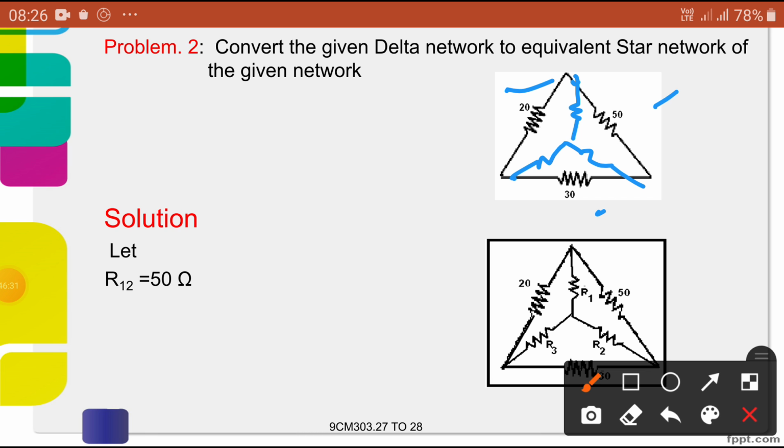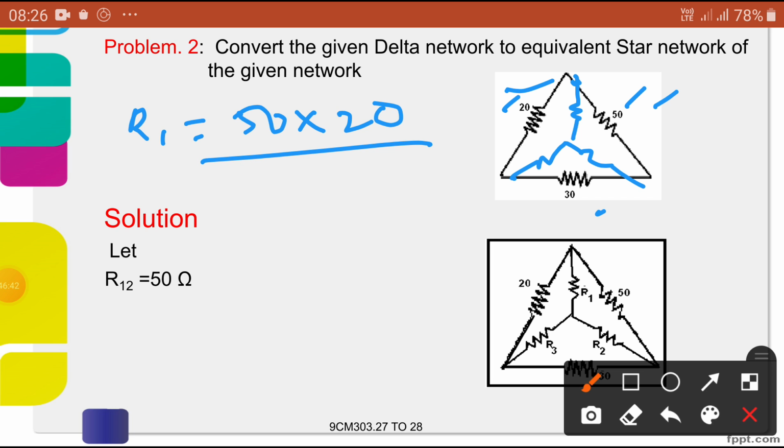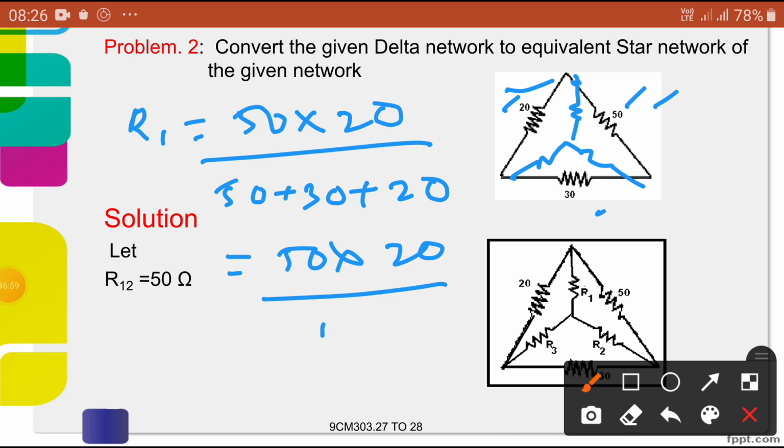Then what is the value required? R1 is equal to simply this into this: 50 into 20, divided by the sum of the values. What is the sum? 50 plus 30 plus 20. Don't make a mistake here. That is 100. So R1 is 50 into 20 divided by 100. 5 twos are 10, so we got 10 ohms equivalent. R1 is equal to 10 ohms. Simple.